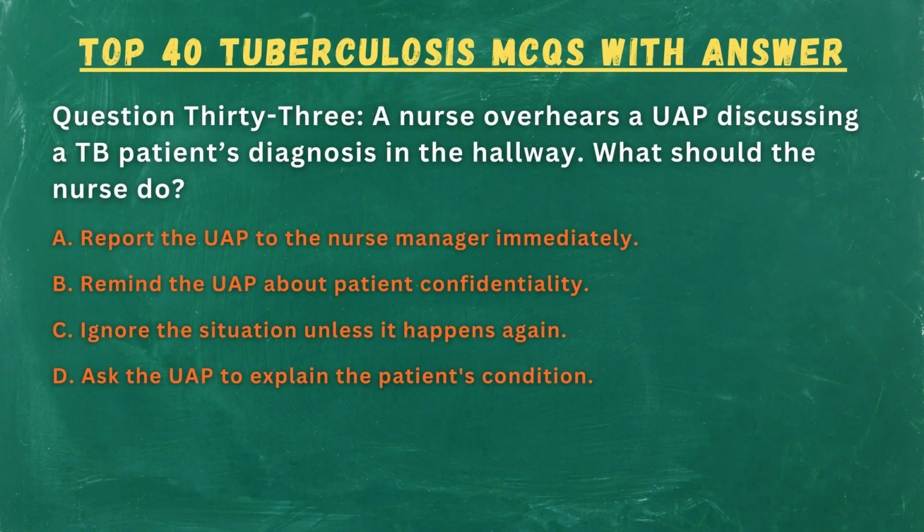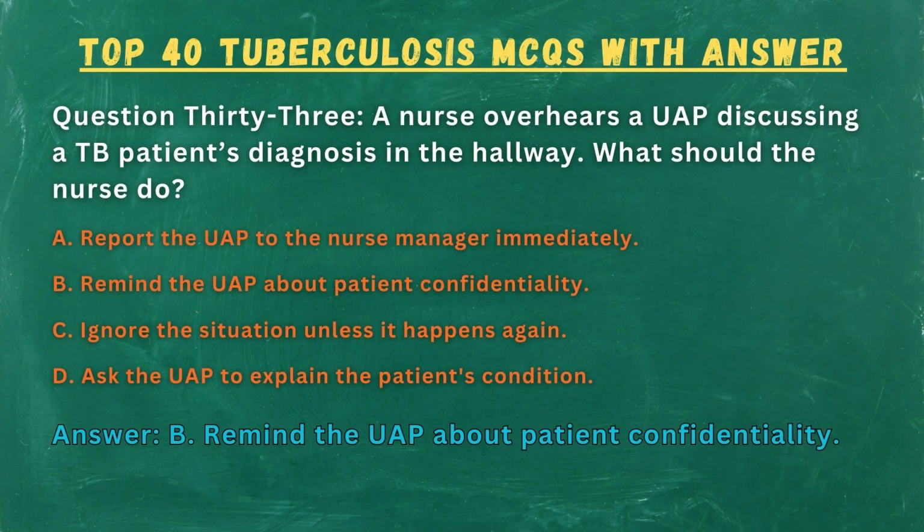Question 33. A nurse overhears a UAP discussing a TB patient's diagnosis in the hallway. What should the nurse do? A. Report the UAP to the nurse manager immediately. B. Remind the UAP about patient confidentiality. C. Ignore the situation unless it happens again. D. Ask the UAP to explain the patient's condition. Answer: B. Remind the UAP about patient confidentiality.